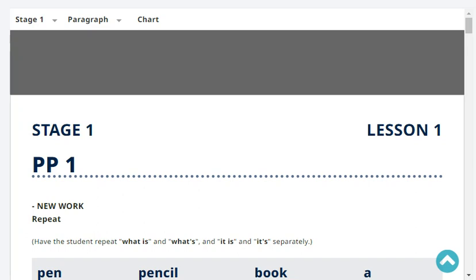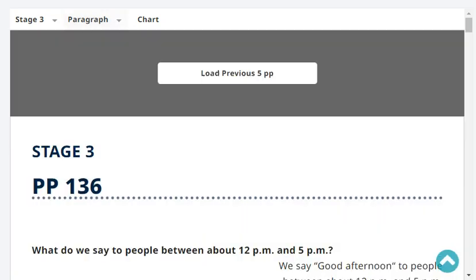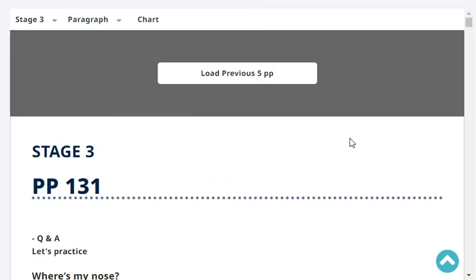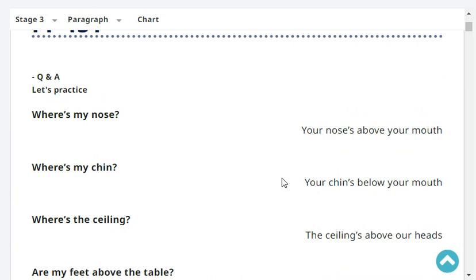So our progress report says we are at stage 3, paragraph page 137. Yes. Okay, and our last headword was British New Word type of lesson. Okay, so let's start with revision. Ready? Yes. Here we go.